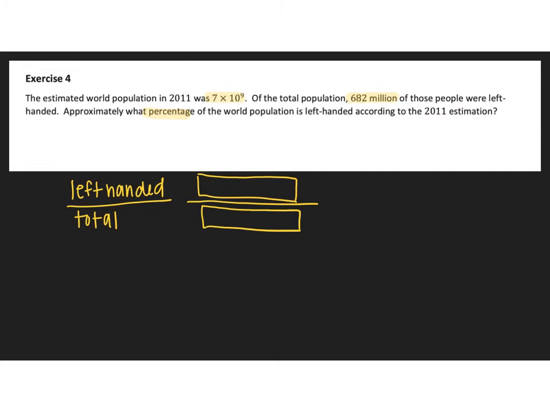Alright, so you should see that the total number of people is this one. So I'm literally just going to copy that down here. 7 times 10 to the 9th. And then we have 682 million that are left-handed. So I'm going to write that number out, 682 million. And now I'm going to write it in scientific notation. Well, I want my 6 to be my leading digit, so I want it to say 6.82. And this is being moved 1, 2, 3, 4, 5, 6, 7, 8. So this is times 10 to the 8th.